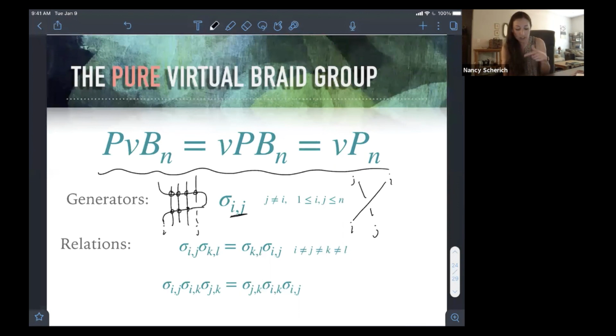Okay, and then the two relations are exactly what you expect them to be. They're the far commutativity relation and the braid relation. So if you just write down the braid relation and then write it out with this perspective, you're going to get that relation.